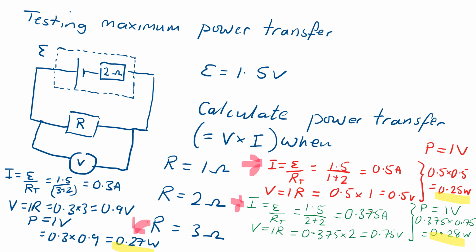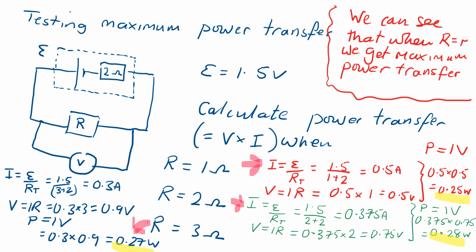So we can see that the highest power transfer is when the load resistor is 2 ohms, and that's equal to the internal resistance of the cell. As the load resistor gets bigger or smaller from that internal resistance value, the power transfer reduces. We can see that when the load resistance equals the internal resistance, we get maximum power transfer.